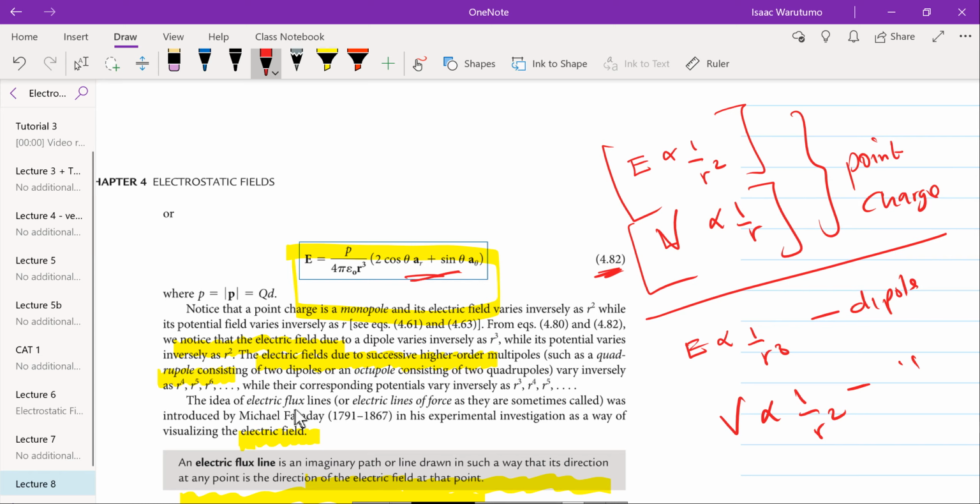And the idea of electric flux lines, or electric lines of force, as they are sometimes called, was introduced by a gentleman called Michael Faraday, who lived during this period, in his investigation as a way of visualizing the electric field.